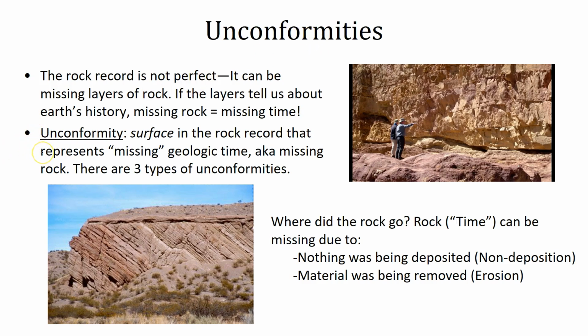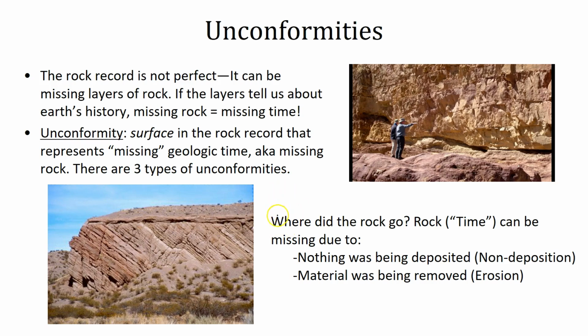So our definition here, an unconformity is a surface in the rock record that represents missing geologic time. So AKA missing rock. Now, if we break this down, the word surface here says that this is going to be a contact between two layers of rock. So an unconformity doesn't have any thickness. It's not a layer in itself. It's just the contact between two other layers. So down here we have some angled rocks, we have a flat rock on top, and the contact or the surface that separates those two is an unconformity. It's one of our three types.